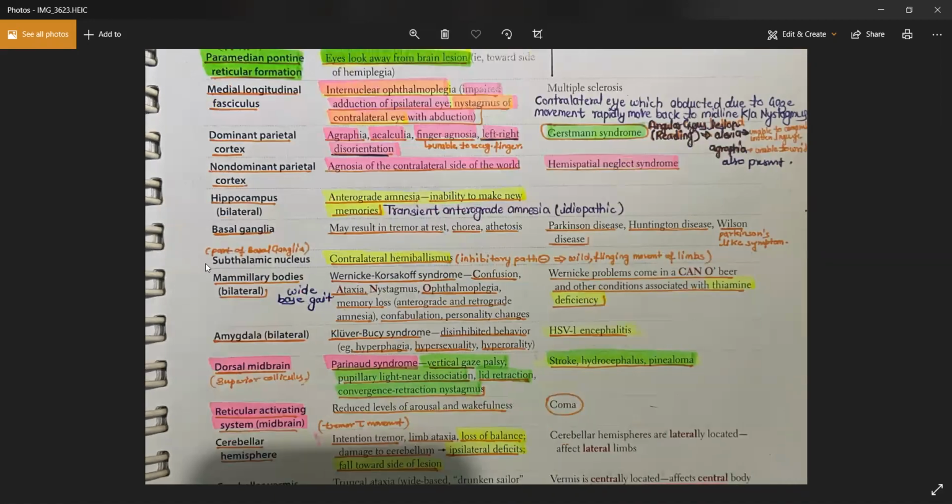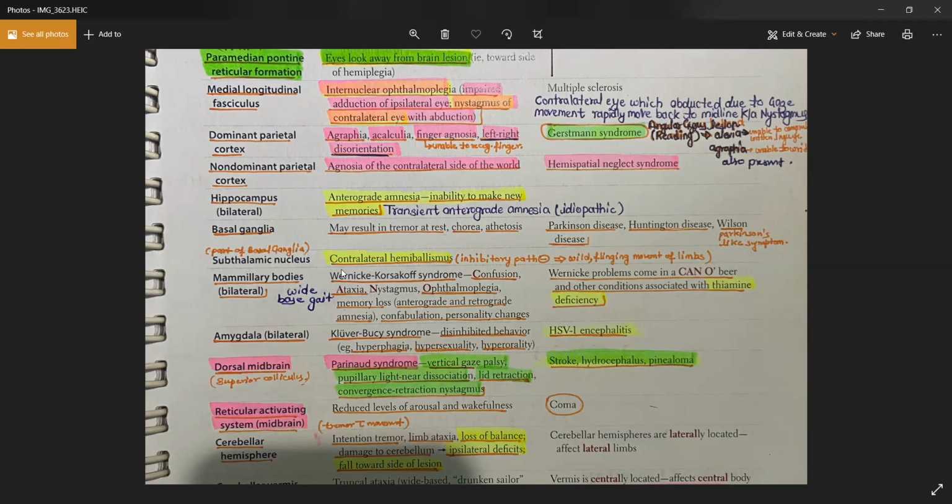Then you have the subthalamic nucleus, and the function of the subthalamic nucleus is to inhibit my basal ganglia and to inhibit my movements, right? Because it is responsible for the activation of my GPi, and then the GPi will inhibit my thalamus. Remember? Yes. So with the damage of the subthalamic nucleus, you can have the contralateral hemiballismus, okay, which is a wild flinging type of movement of one side of the body, the contralateral side.